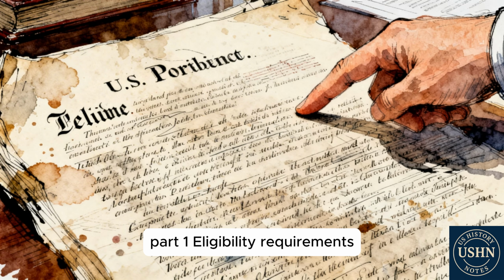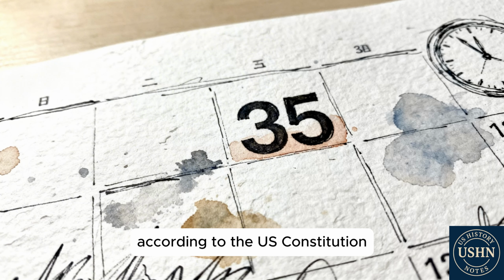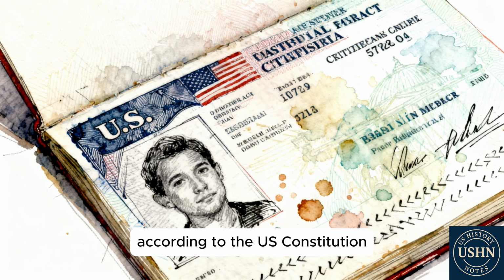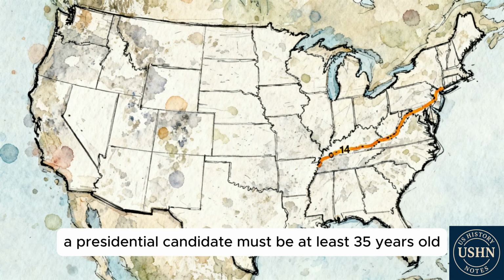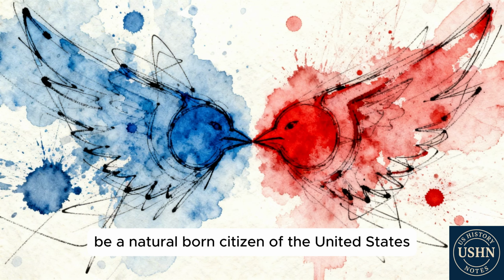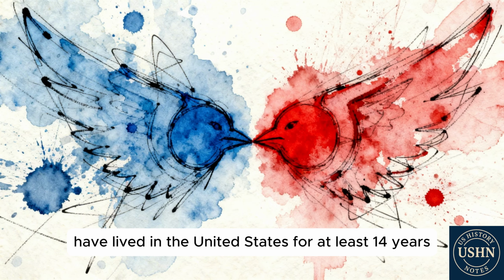Part 1. Eligibility requirements. According to the U.S. Constitution, a presidential candidate must be at least 35 years old, be a natural-born citizen of the United States, and have lived in the United States for at least 14 years.